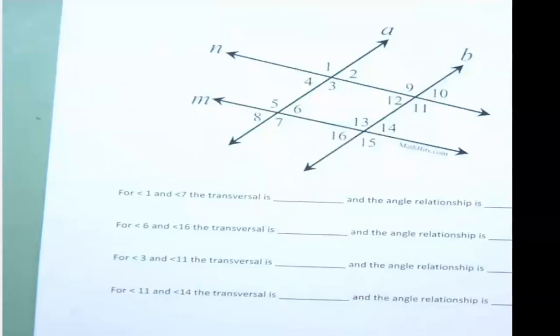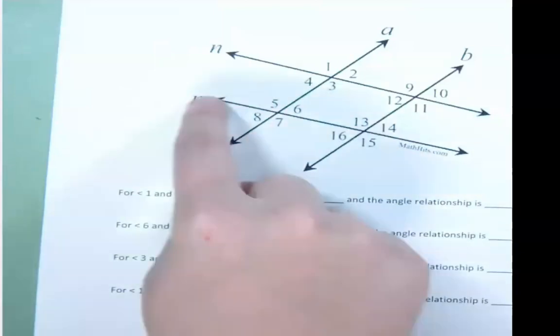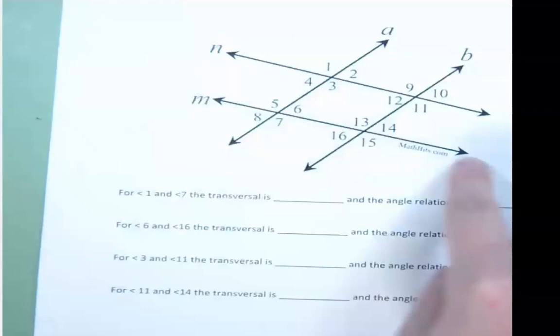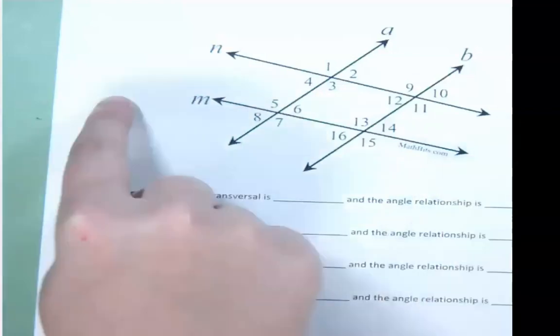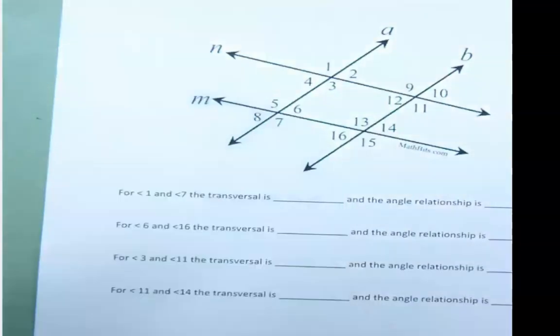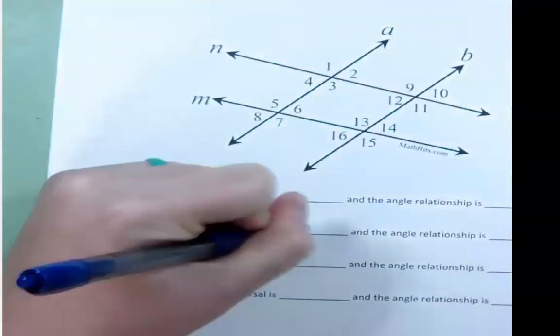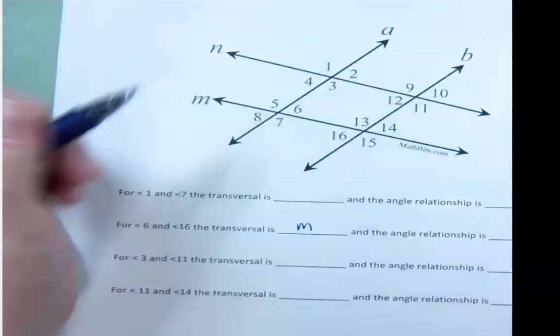All right, 6 and 16. I want you to look for 6 and 16, and tell me what the transversal is for 6 and 16. Awesome, we got some correct answers. So it's M, because M goes through the other 2 lines. So you would just put M there. The transversal is M.